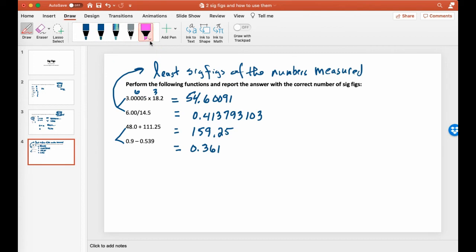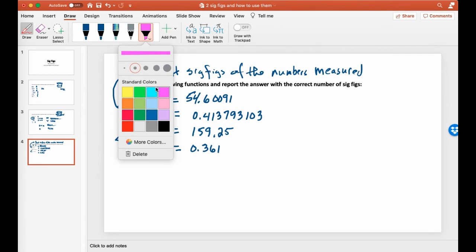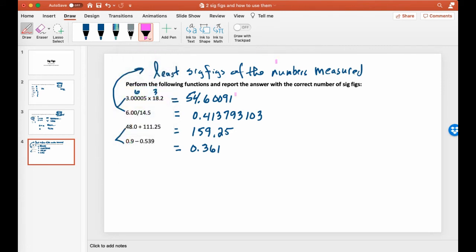All right, we want 3 in the final answer. I'll just leave it purple. I like purple. So there's 1, there's 2, there's 3. All right, the third significant digit gets us to right there. There's 3 significant digits. And then we take a look and we realize, we look at this 0, and zeros will not round up. So that means the final answer for this is 54.6. That is the final answer right there.